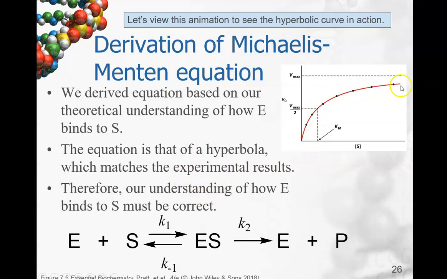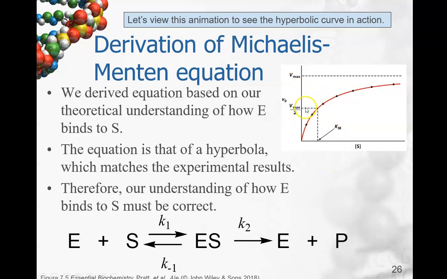So I get this hyperbola right here. My simple reaction, which has one substrate and one product, involves the enzyme binding to the substrate to form the enzyme-substrate complex. The enzyme is regenerated, and the substrate is converted to product. And I get this hyperbola right here. And now I can define these terms in terms of the reaction described by this hyperbolic curve: when I get to high substrate concentration, I'm going to approach Vmax, the maximal velocity, as an asymptote.